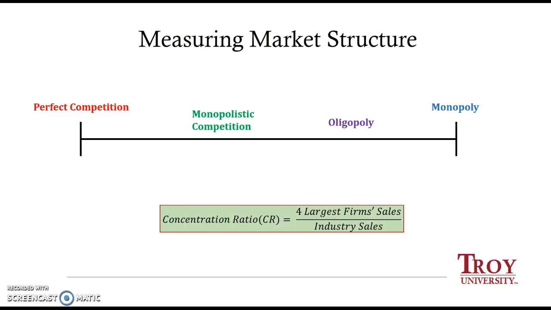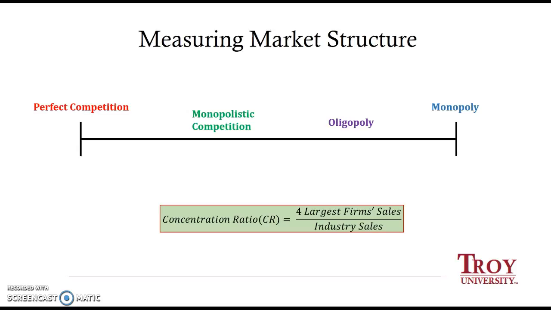In this formula, we are using the four-firm concentration ratio. It measures how much market share the four largest firms have in relation to the total industry. To find this measure, we add up the four largest firm sales and divide it by the total industry sales, and then we multiply that result by 100.